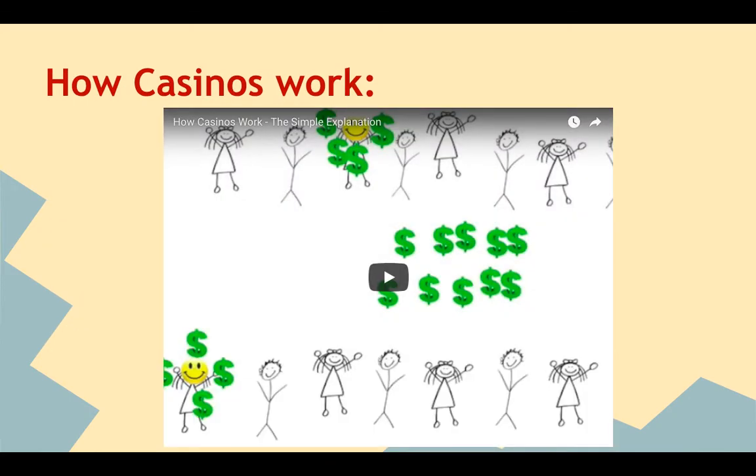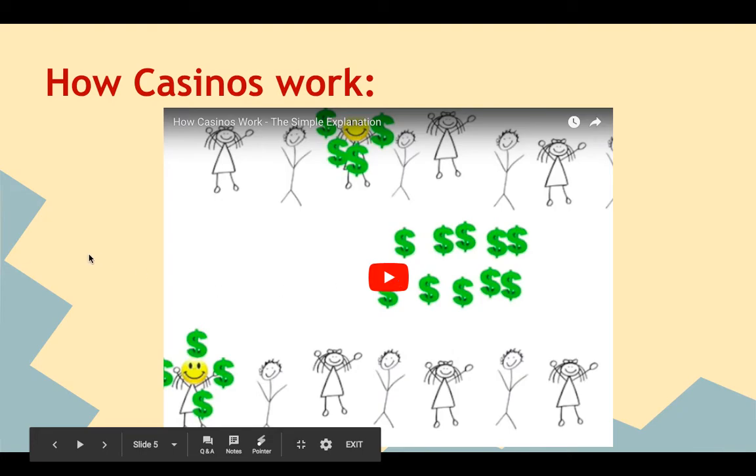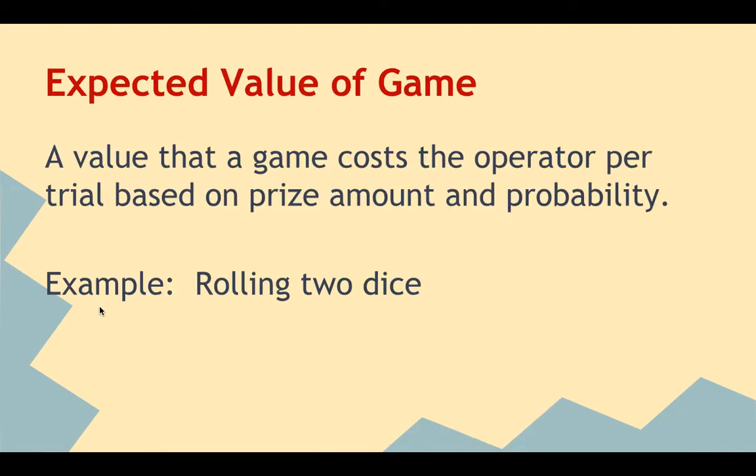How casinos work, this is a nice explanation of how casinos work. A whole bunch of people are putting money in, and then some people get it out, but then the casino takes really more than they give out. And so a concept that is important is this idea of expected value. And so expected value, as a definition, if you want to get into your notes, is a value that a game costs the operator per trial based on prize amount and probability.